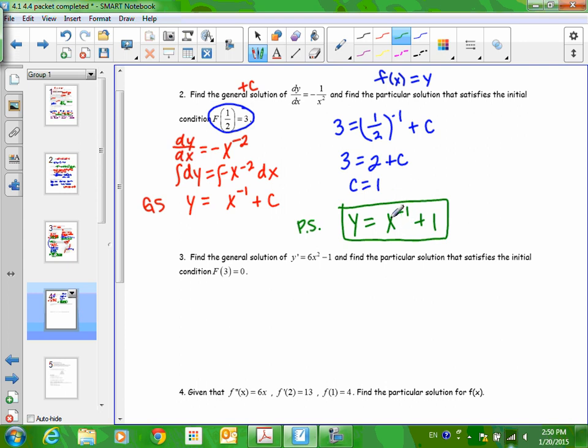So if you took this derivative, you should get negative 1 over x squared. If you plugged in 1/2 for x, you should get 3. So if you just check these two things, you know for sure you got the right answer. There shouldn't be a "I think I got it right." You should be able to check it, know for sure, okay?